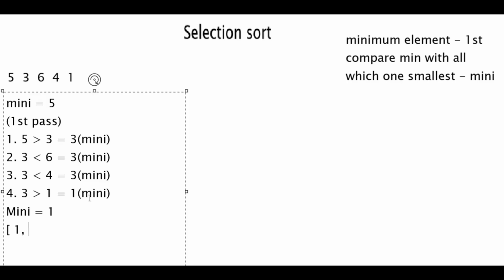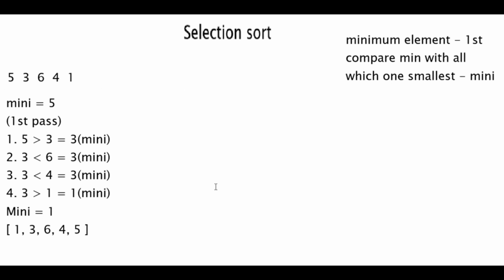1, and after that 3, 6, and after that 4, and after that 5. Sorry, 5. Make a guess, guys. In this array, which elements get swapped? I will draw here. Wait. So these two get swapped. In the first iteration or first pass, 1 along with 5. So we got the array here.